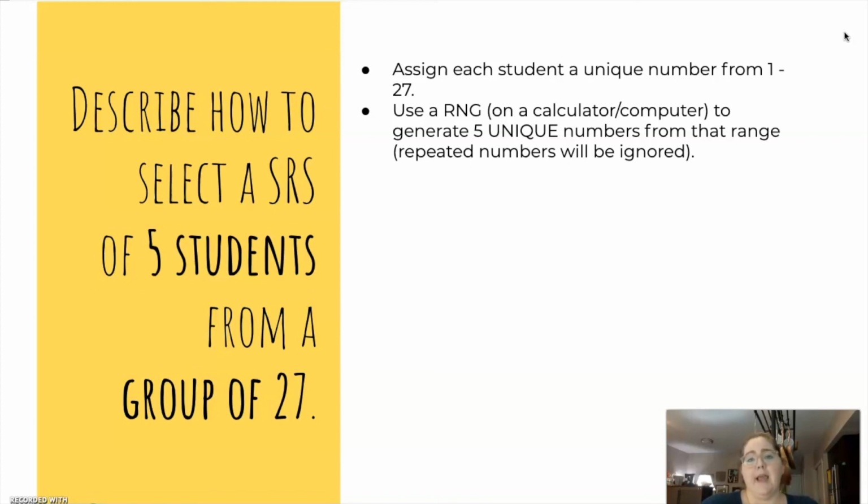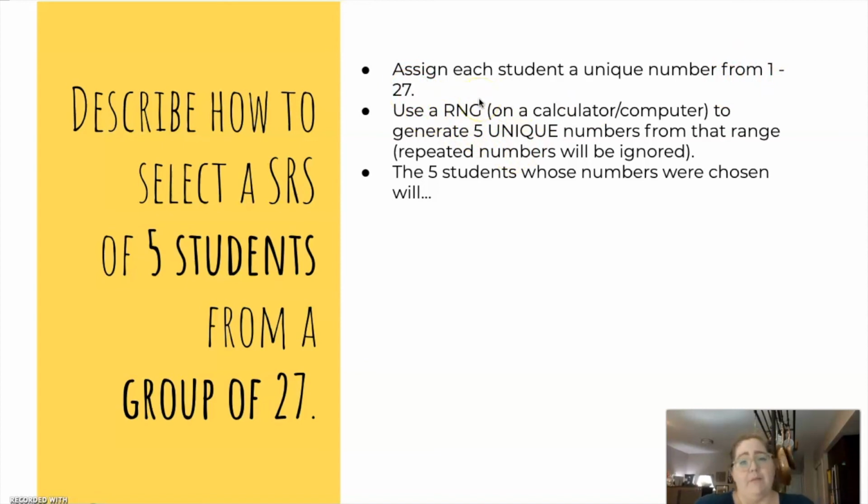And then our last thing we want to say is, what happens then? We want to give it some context in this situation. So I would then say the 5 students whose numbers were chosen will take the survey, or will win $100, or whatever it is that they're going to do in this situation that's been described for you in the problem. We always want to be very, very specific and very in context of the problem. So specific means give me exact numbers that you're numbering everybody. Tell me exactly how I'm going to pick my random numbers, like with a random number generator, etc. And then say exactly in context what those chosen individuals will do once their numbers have been selected.